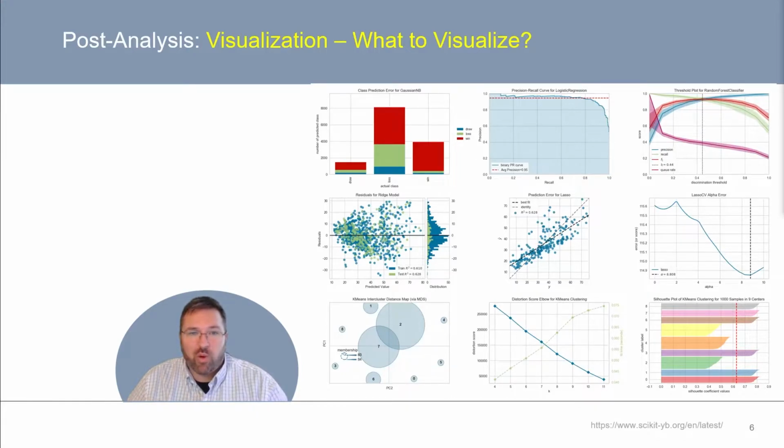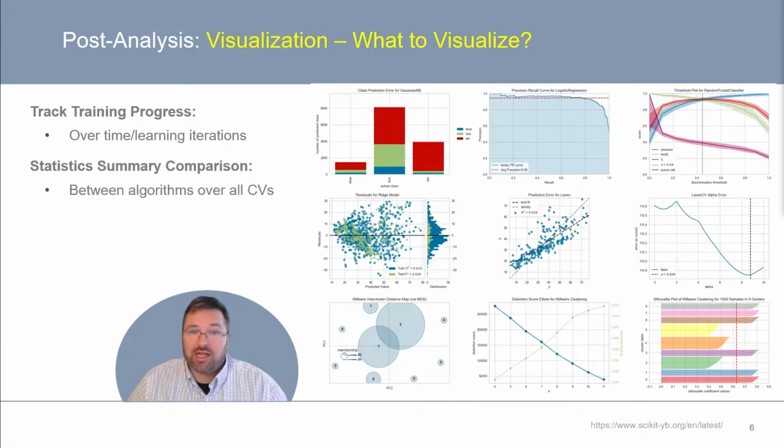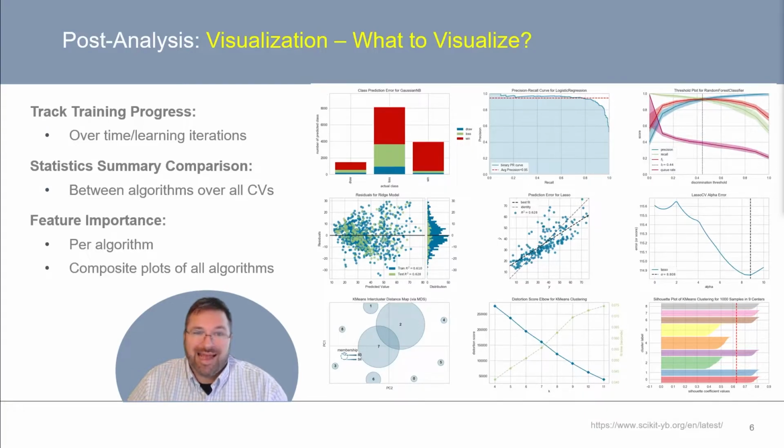As you may already be aware, there are tons of useful ways to visualize data, as well as the results of machine learning analyses. Some of the key things we may wish to consider visualizing include the training progress of certain algorithms over time, in other words, over learning iterations, or likely we'll want to visualize evaluation metric statistics between algorithms across all cross-validation analyses. And towards model interpretation, we may want to plot feature importances for individual algorithms, or create composite plots that summarize combined feature importance estimates across all algorithms that have been applied.